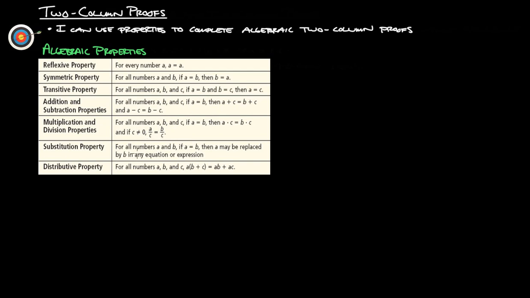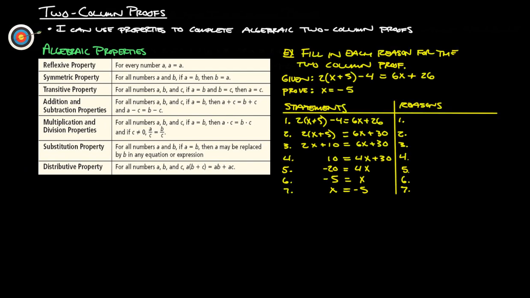Substitution property: for all numbers A and B, if A equals B, then A can be replaced by B in any expression or equation. So you can substitute one in for the other. And then distributive property: for all numbers A, B, and C, A times the quantity B plus C is A times B plus A times C. Those are all the properties. Let's take a look at these in an example, and this will make a little bit more sense.